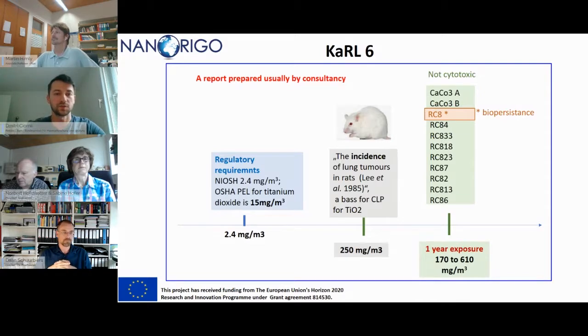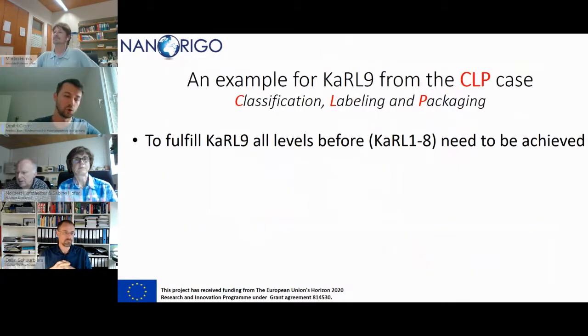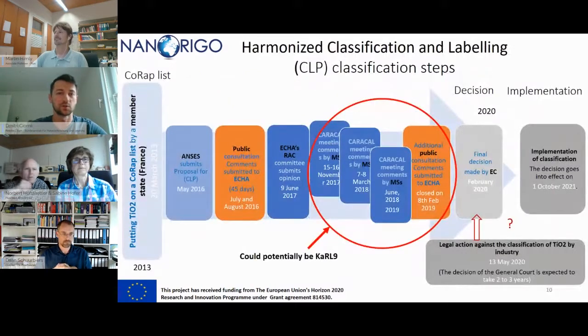But now let's move further to a more complex situation. I wanted to show you just a grasp of CLP for showing you the example of KaRL 9. So CLP is classification, labeling, and packaging, as many of you may already know. And to fulfill the KaRL 9, all levels before need to be achieved. So this is how we define them.